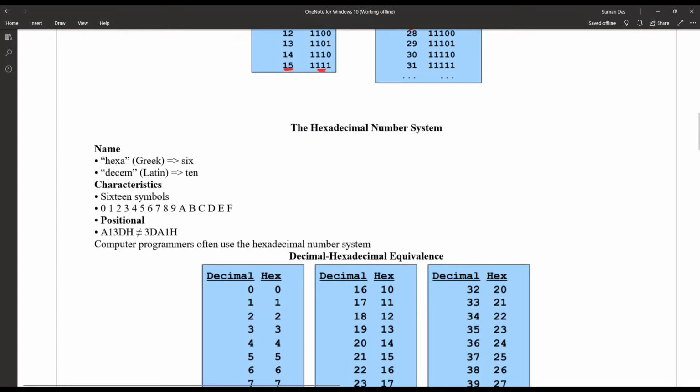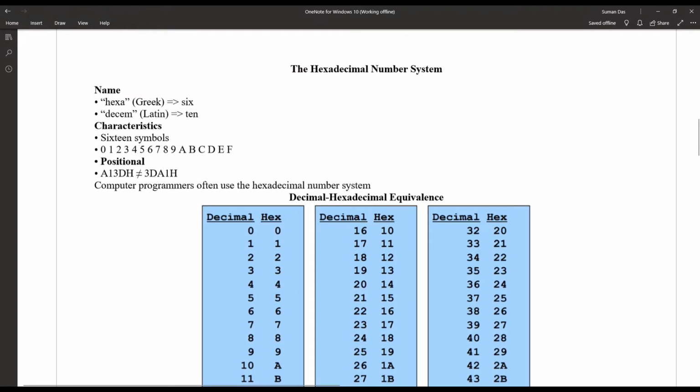The next type of number system is the hexadecimal number system, and it comes from the Greek word hexa. Hexa in Greek means 6, and decem is a Latin word which means 10. So the hexadecimal number system comes from the Greek and Latin words hexadecem. Its characteristics, as we said, are 16 and 10.